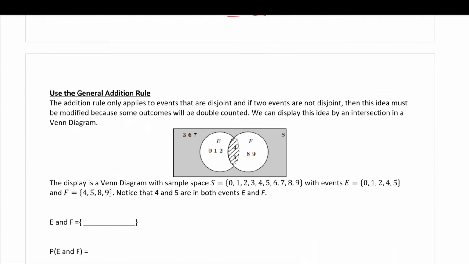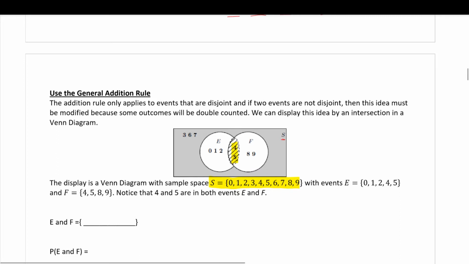Now we're going to talk about the general addition rule. Whether it's disjoint or not disjoint, this rule will work. All right, so as you can see here, it's another Venn diagram. We have this sample space where we have, again, 0 through 9. If you were to actually go in there and count them all, that's 0 through 9. And you can see that events E and F have some overlap here. You can see there's a 4 and a 5 in there that's both in E and F. We'll talk about that in just a second.